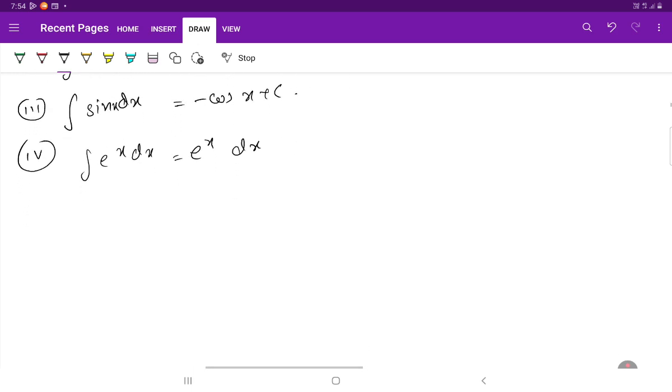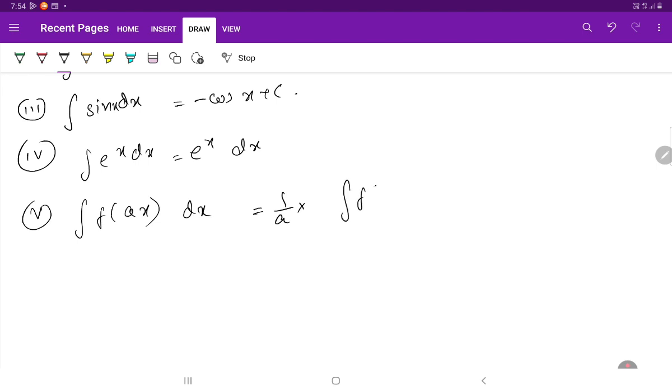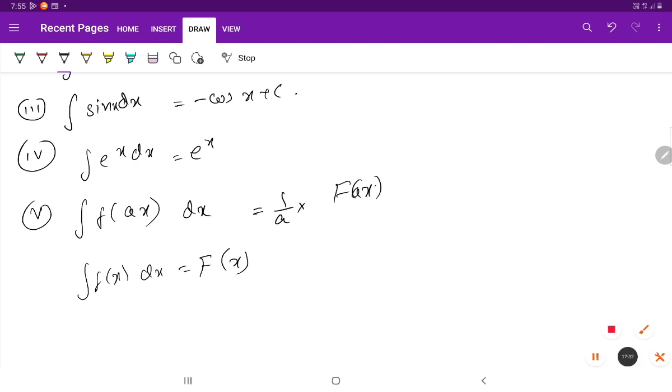Coming to the fifth formula, which is a theorem: integral of f of ax with respect to dx can be written as 1 by a times capital F of x, where integral of f of x dx is written as capital F of x. So this is a theorem. You might not understand it clearly now, but I'll be explaining it with a few examples.